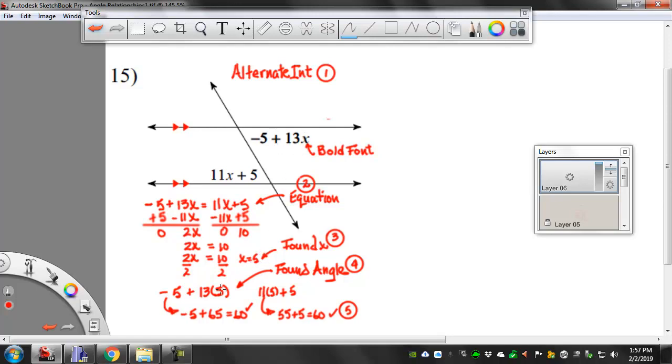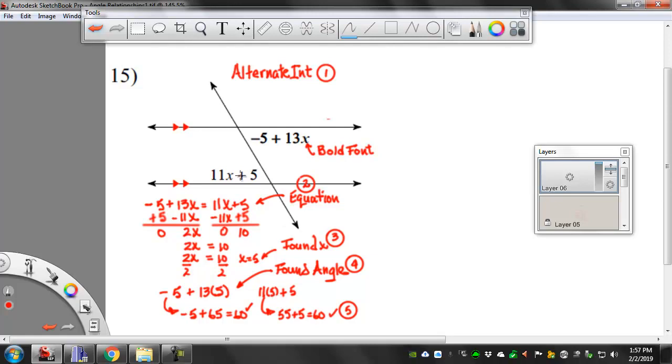So I'm going to take that 5, I'm going to put it in for x. I have 13x. I replace the 5 for the x, and I get -5 plus 65. So -5 plus 65 gives me 60. And now I'm going to do that 5th step, where I'm going to check it to make sure they're both equal.